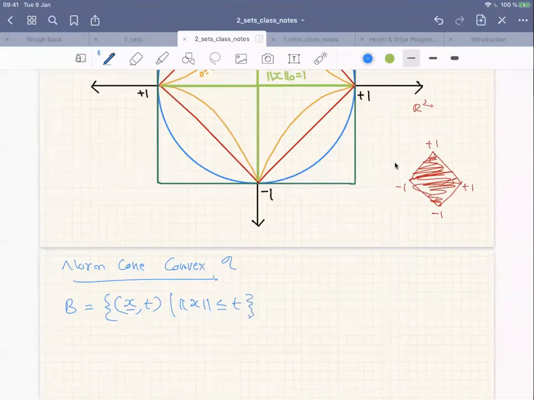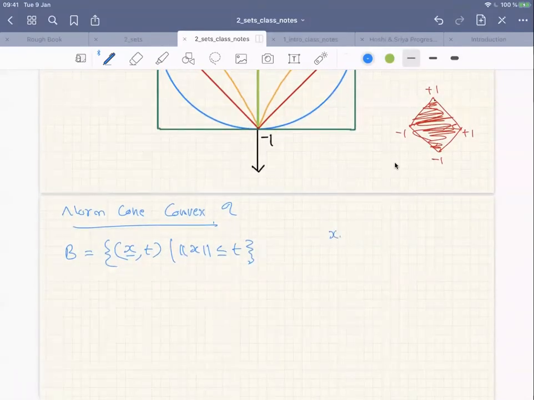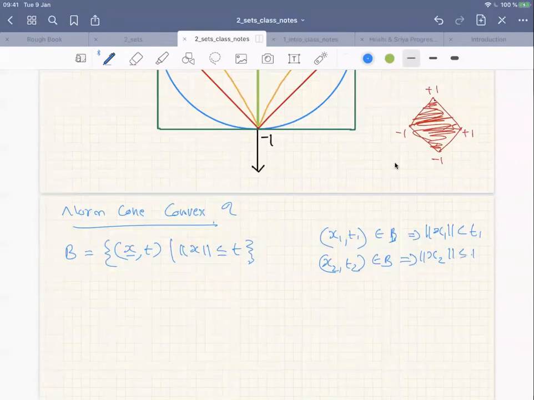Yeah, so now let's consider 2 points. Let's assume that (x1, t1) is a point that belongs to B, and (x2, t2) belongs to B. This implies that the norm of x1 is less than or equal to t1. This implies the norm of x2 is less than or equal to t2, right? From the definition.